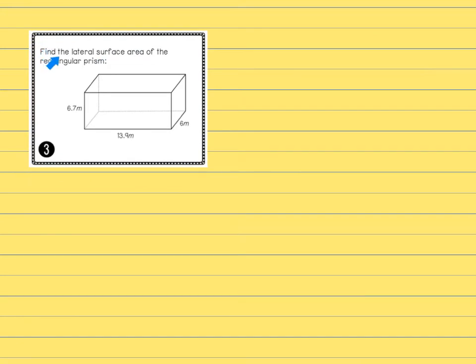The third example says find the lateral surface area of the rectangular prism. The thing to watch out for is that this says we're doing lateral surface area. Since it's a rectangular prism, everything is a rectangle. But if it's lateral, I'm only going to do the sides. And on a rectangular prism, it would have 4 rectangle sides.